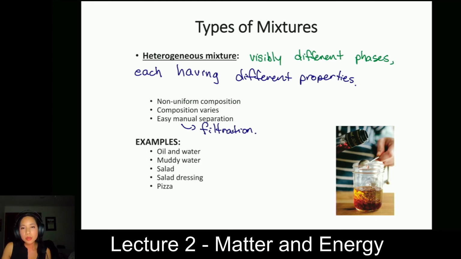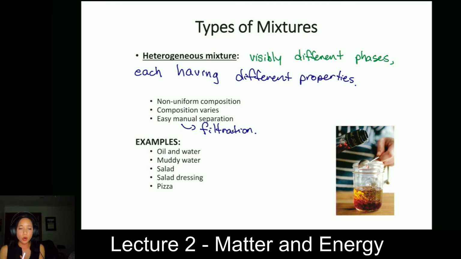So some examples of heterogeneous mixtures that I have here are things like oil and water. If you've ever tried to mix oil and water together, you see that there are different phases; oil and water do not mix. So there are different phases present, and oil has different properties than water. So that would be an example of a heterogeneous mixture.